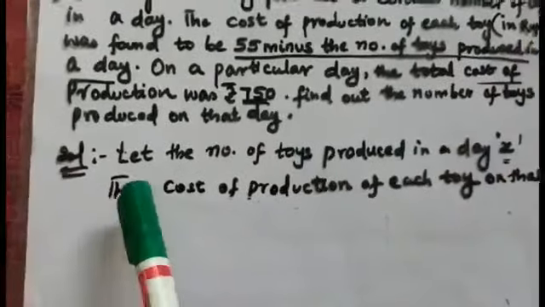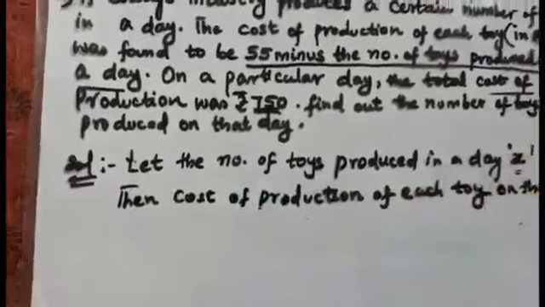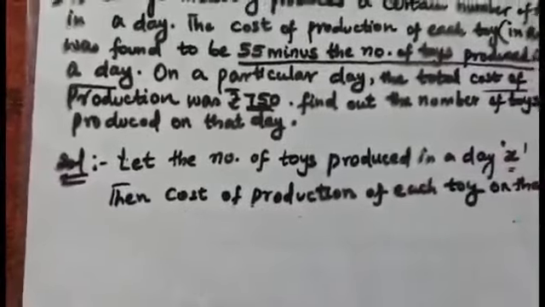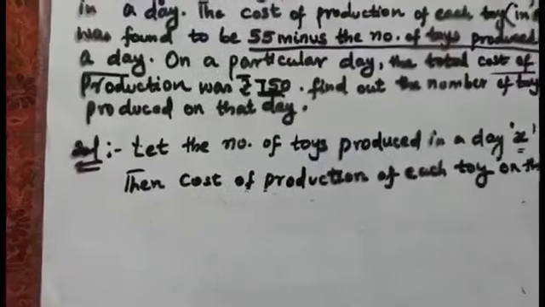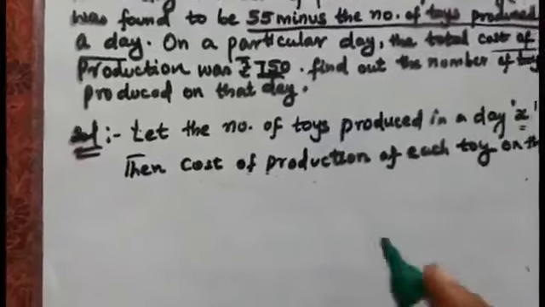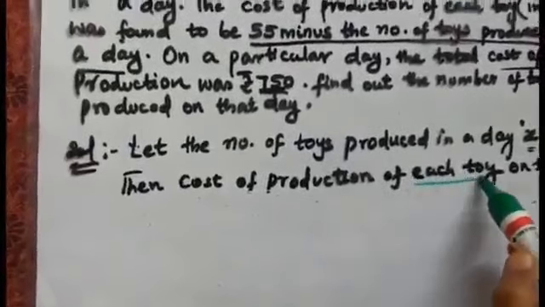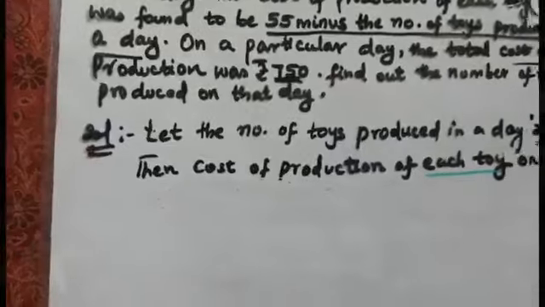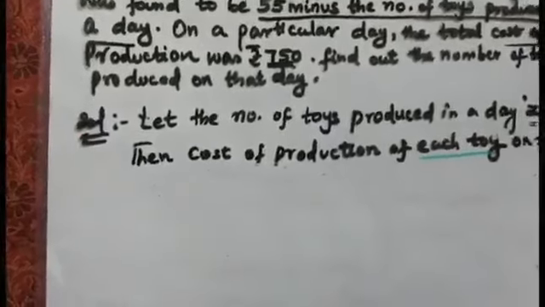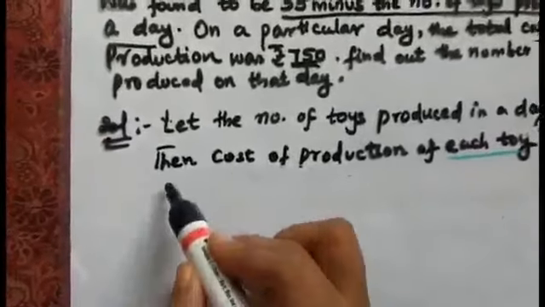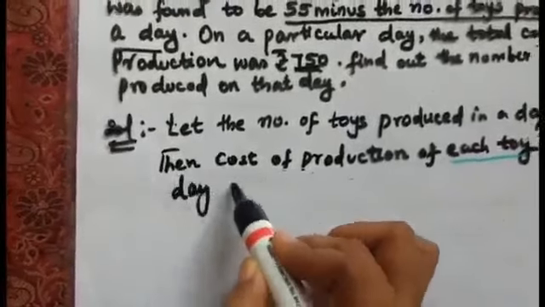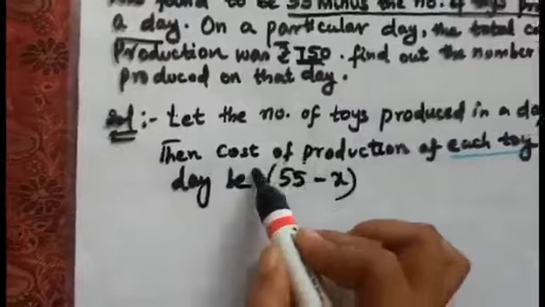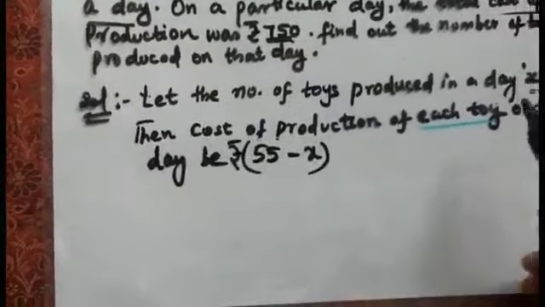So here I have written, let the number of toys produced be x, and the cost of production of each toy on that day. As per their logic, the cost of production of each toy is very important. They are saying it is always 55 minus the number of toys produced. So I am writing that on that day it is 55 minus x rupees. It is a cost, so I am writing rupees. Now this is the information.